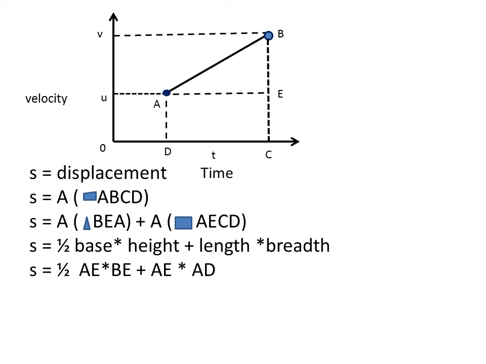Then what is AE? AE is equivalent to DC, that is equal to T. What is AD? AD is nothing but U. AD corresponds to U. Let us substitute these values and let us solve further. S is equal to then UT plus half AT square. That is what we were looking for. This is the proof for the second kinematic equation.